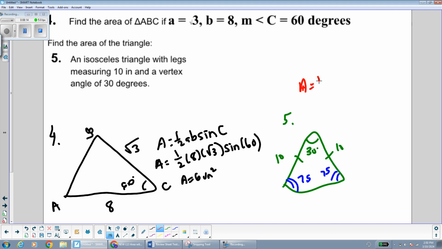Area equals 1/2 AB sine of angle C. Area equals 1/2 times 10 times 10 times sine of the 30-degree angle. I'm going to type this into the calculator: 1/2 times 10 times 10 times sine of the 30-degree angle. And we have that the area is equal to 25 units squared.